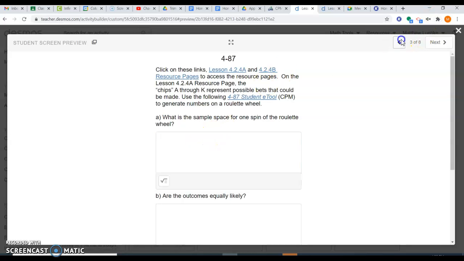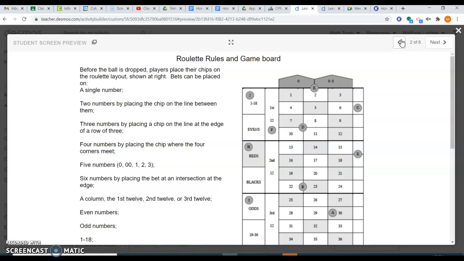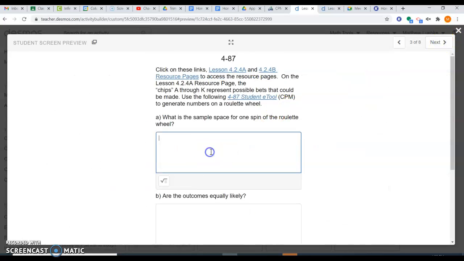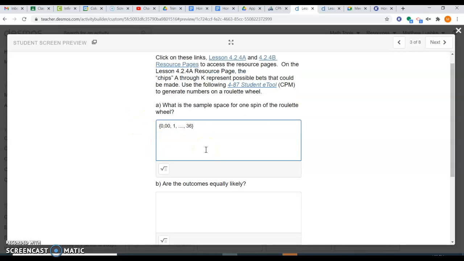So the first one here, it's saying, what is the sample size for one spin of a roulette wheel? Well, it's just saying, what are all the possible outcomes for a roulette wheel? And we have 00, 0, and then 1 through 36. I can even give this one to you because it's a little confusing. We would have 0, 00, and then 1 through 36, because it's 0, 00, and then 1 all the way to 36. That's all the possible numbers it could land on.